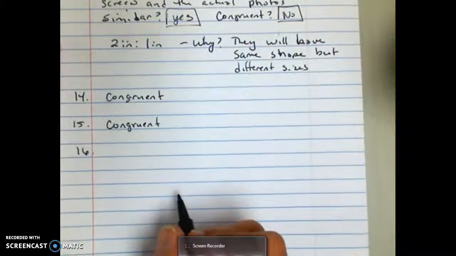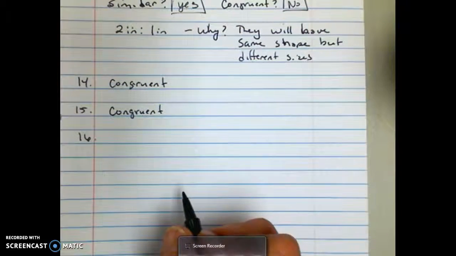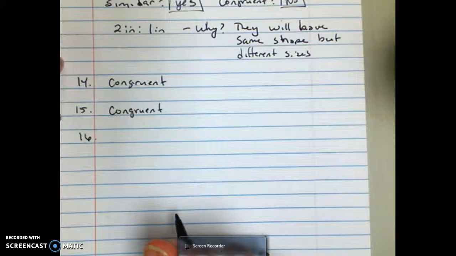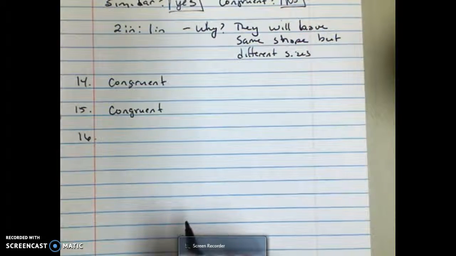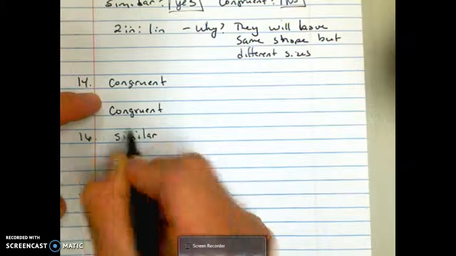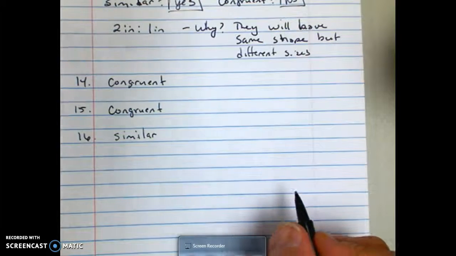Number 16, the drink on the billboard and the actual drink. Okay, so if you're driving down the road and you look at a billboard along the side of the road that has like got milk, and that drink compared to the actual glass of milk, is that going to be congruent, similar, or neither one? And if you said similar, you are correct, because again they're the same glass of milk or that kind of thing, but they are definitely different sizes.